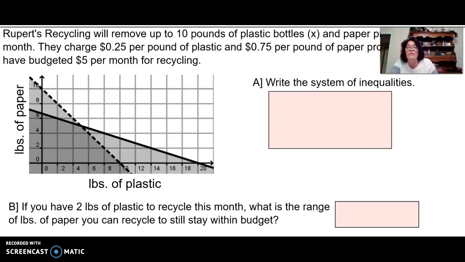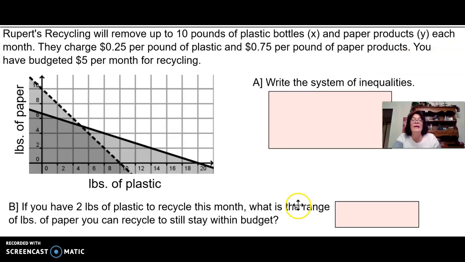Again, I do have them graphed for you. It's very similar in that we have how many pounds we can do of paper products, etc., and then also plastic bottles and paper products, and also money, okay? We got the pounds, we got the money.